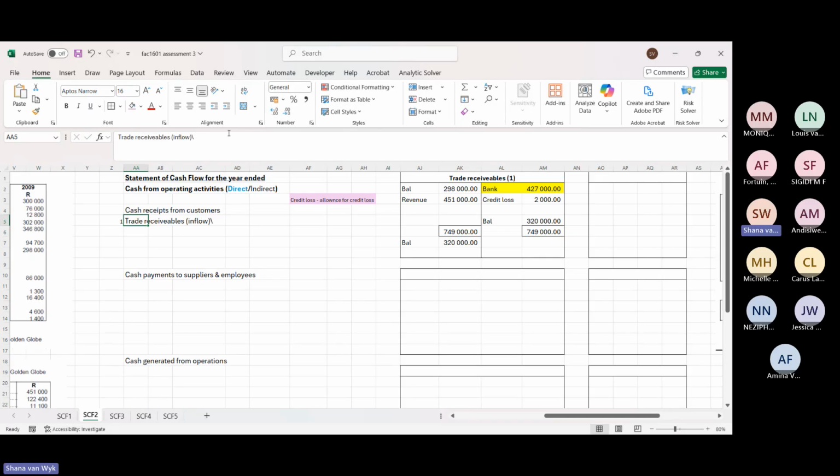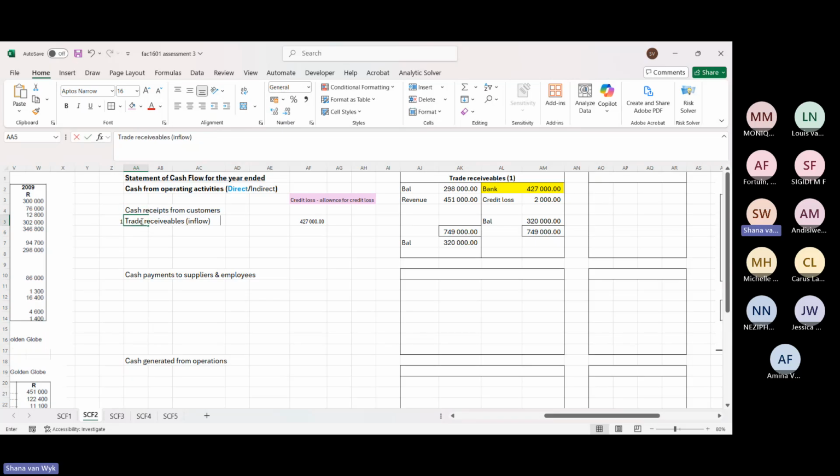Aziza, for the descriptions, is it important how you word it, or would it be sufficient if we just say cash in, cash out? No, you can't say trade receivables. This is just words for accounting. Cash received from customers, not trade receivables, because trade receipts do not reflect everything. Okay, so we're not going to list it under this heading.